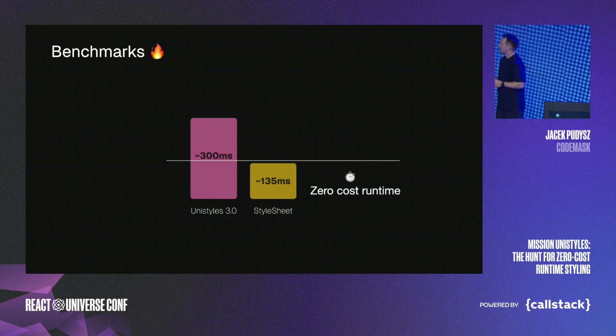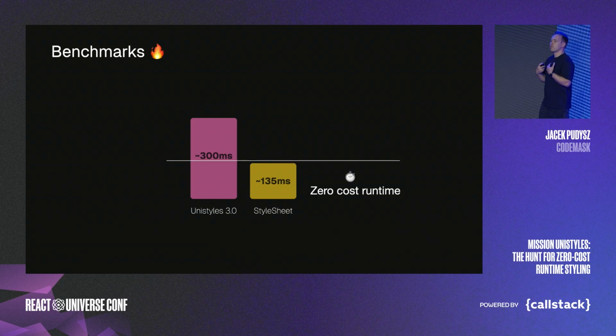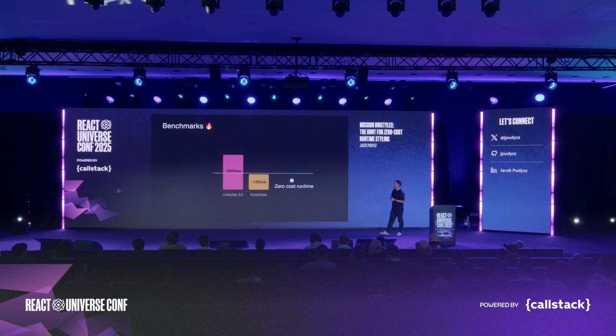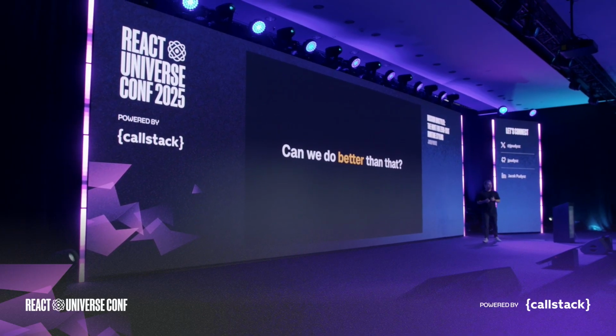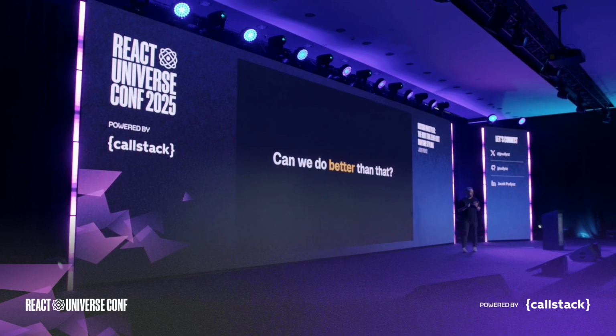So this is our zero-cost runtime. This is our end goal as a library creator, as the author of Unistyles. And this is Mission Unistyles. How to go from 300 to 150? For most of you, it's good enough, this 300, but I can push further. So, can we do better than that? What do you think? Is it possible or not?